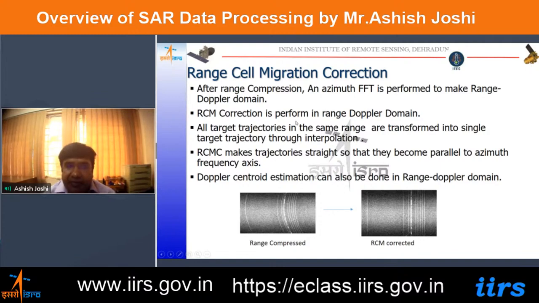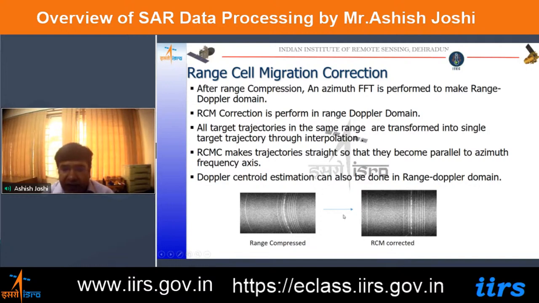Then the RCM correction is performed in this domain. All target trajectories in the same range are transformed into a single target through interpolation. We interpolate each position to make a single line. We have to find how much deviation is occurring, interpolate that deviation, and make it a straight line. So after the RCM correction, we are making each point target a straight line.